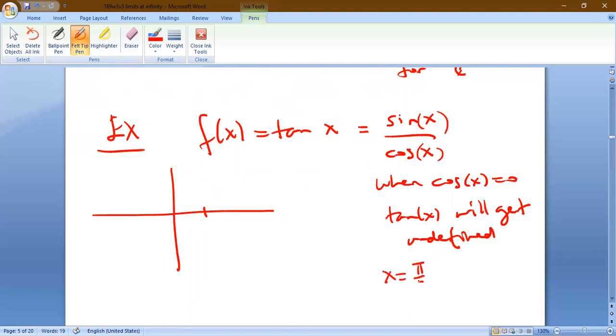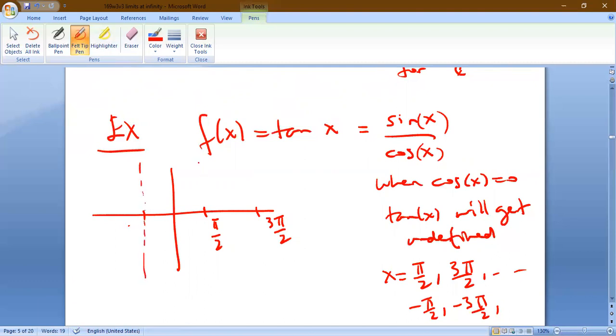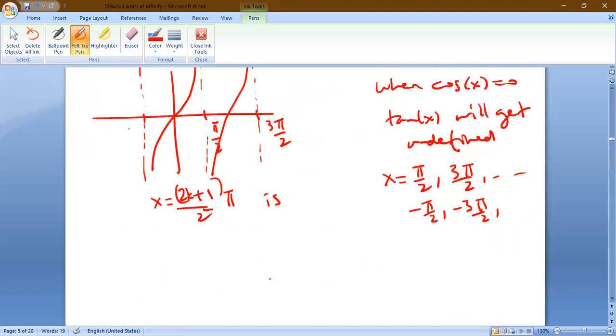So that means x equals pi over 2 or 3 pi over 2, or it goes like this, or minus pi over 2, minus 3 pi over 2. It will be undefined. But if you draw this, you will see asymptotes like these. Okay, these are going to be vertical asymptotes, but there are not going to be any horizontal asymptotes. So you will see graphs like these. Okay, so x equals (2k plus 1) over 2 times pi is a vertical asymptote.